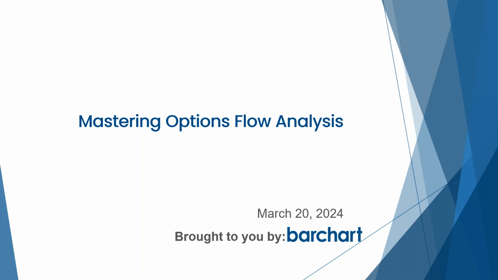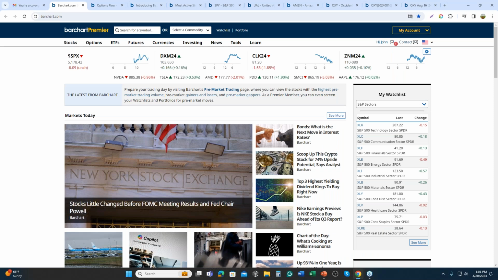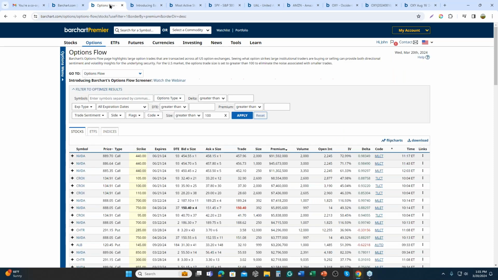Today's session, Mastering Options Flow Analysis. Last month, I got the opportunity of introducing Barchart's newest premier screener page, and that is the Options Flow Screener. This unique screener highlights options trades, their strikes, their directional sentiment, if the trade position is possibly being opened, and potential future price movement.